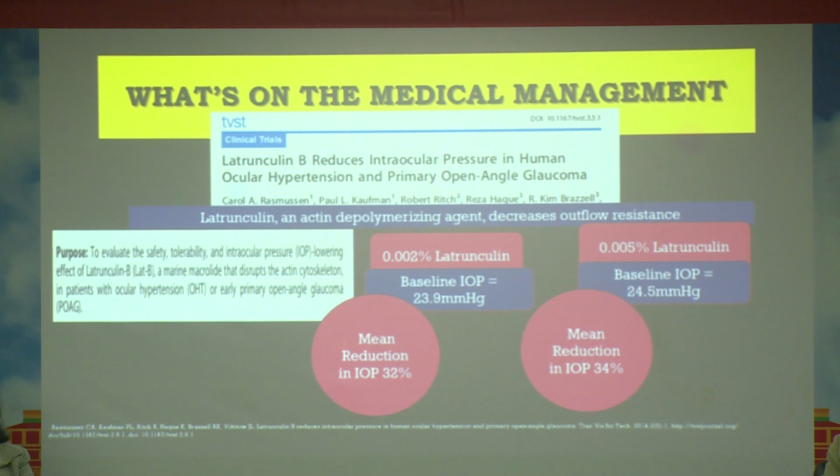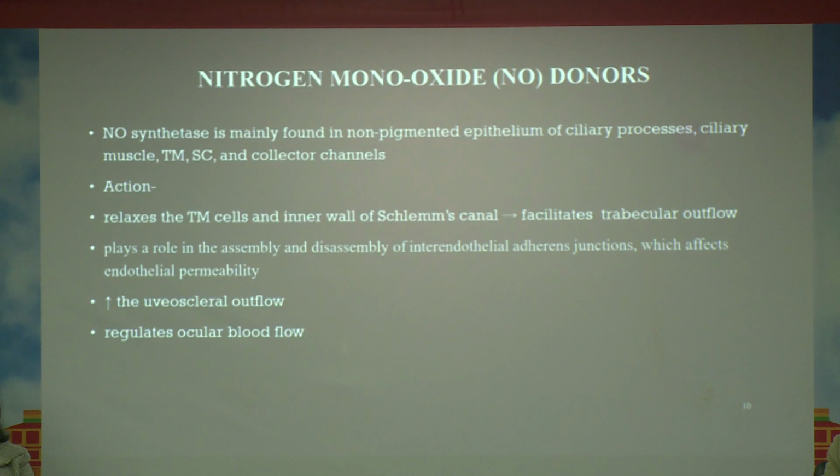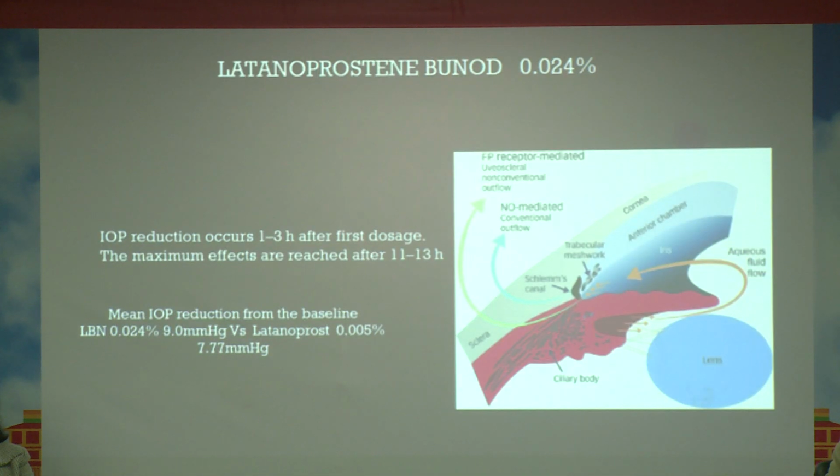So what is new in the medical management? There is a drug like netarsudil, which causes a mean reduction of intraocular pressure of 32% to 34%. Then nitric oxide donors like latanoprostene bunod. They are effective because nitric oxide relaxes the trabecular meshwork cells and the inner wall of the Schlemm's canal, besides increasing the uveoscleral outflow and also increasing the ocular blood flow.